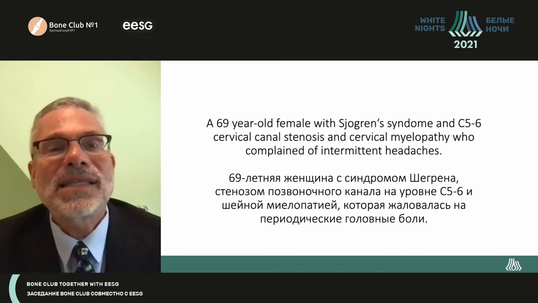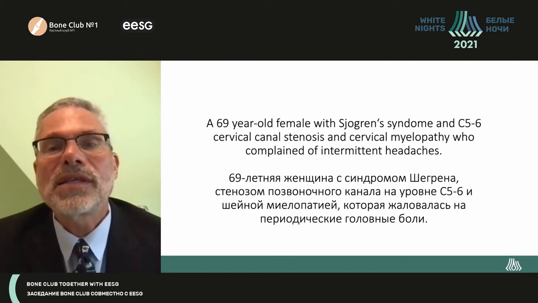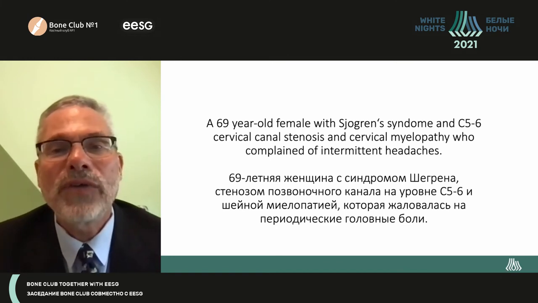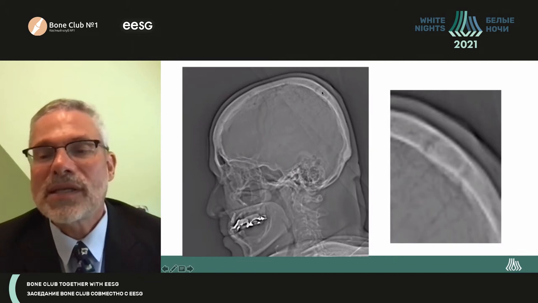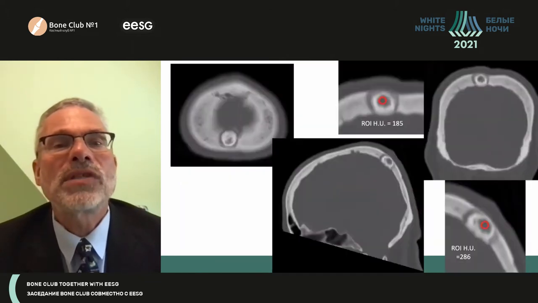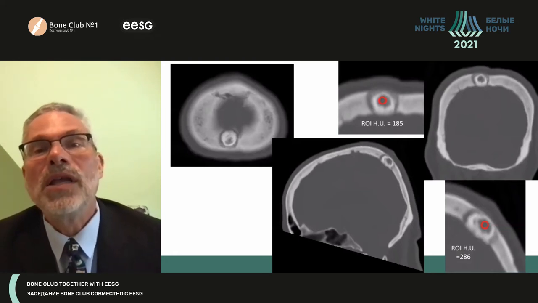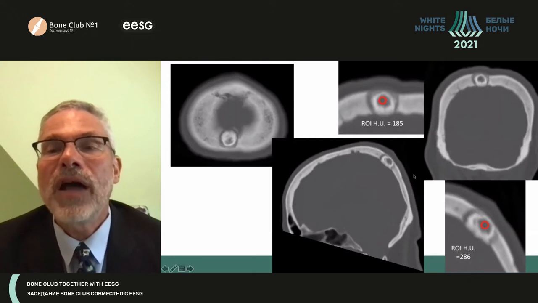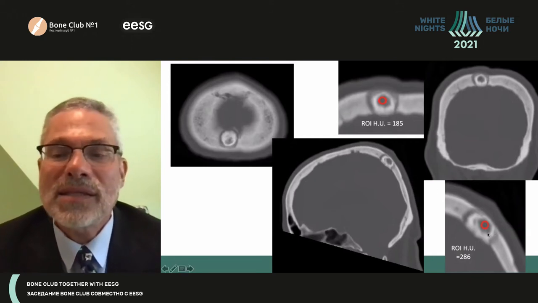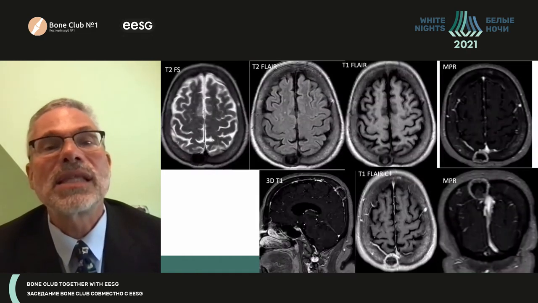So our first case, this is a 69-year-old female with Sjogren's syndrome and C5-6 cervical canal stenosis and cervical myelopathy who complained of intermittent headaches. And here we see a scout view from a CT scan, and we see that there's this lesion that's somewhat sclerotic in the posterior calvarium. Axial CT slices show that the lesion is very well circumscribed with a Hounsfield unit, even in the apparent lytic area, of 185 and 286. So that implies that there is bone forming within this lesion or calcification forming within this lesion.